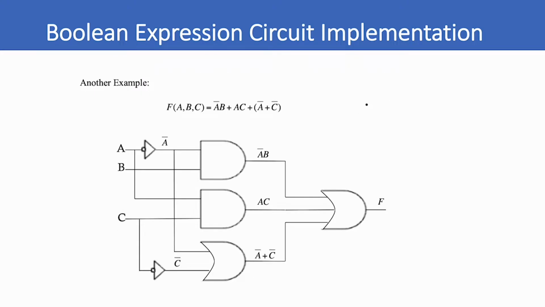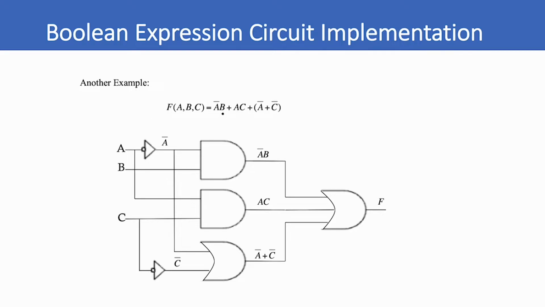Okay, let's look at this circuit right here. There's another example. Here it says the Boolean expression is F of ABC equals A bar B plus AC plus bracket A bar plus C bar. So how would we implement that?